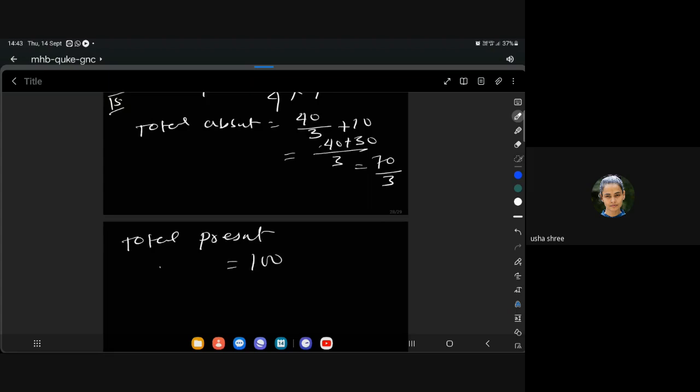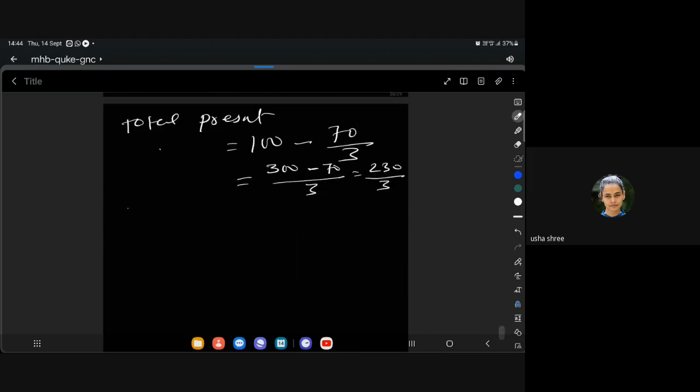See, total was 100, absent is 70 by 3, boys plus girls. So it will give you 300 minus 70, so 230 by 3. This is the total number of students present in the class. Now the question is, out of 100, suppose 46 students are present. They have asked what part of the total number of students is present?